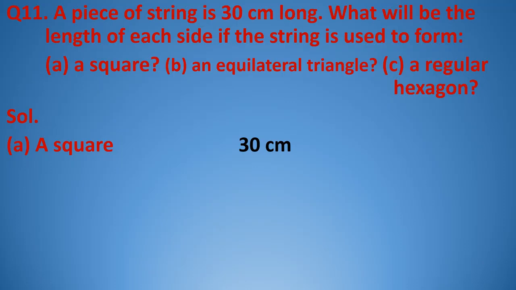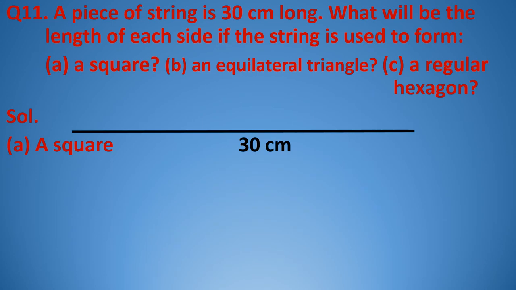Whether we are making it a square, an equilateral triangle, or a regular hexagon, the length of this string will remain the same, that is 30 centimeter only. So what is this 30 centimeter? This is the perimeter, because we know that perimeter is the boundary itself, and a piece of string is 30 centimeter. This complete 30 centimeter we are using to form different shapes by folding it.